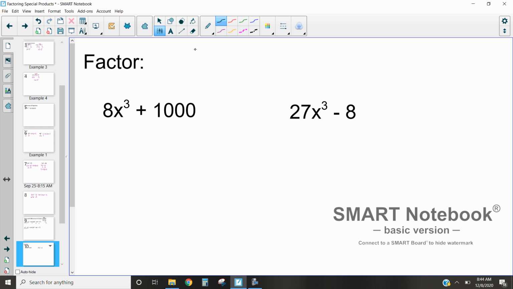So again, remember, we're going to have the first, the second, the first squared, the first times the second, and then the second one squared, right? And then our signs follow SOAP. So let's go ahead and break this one down.